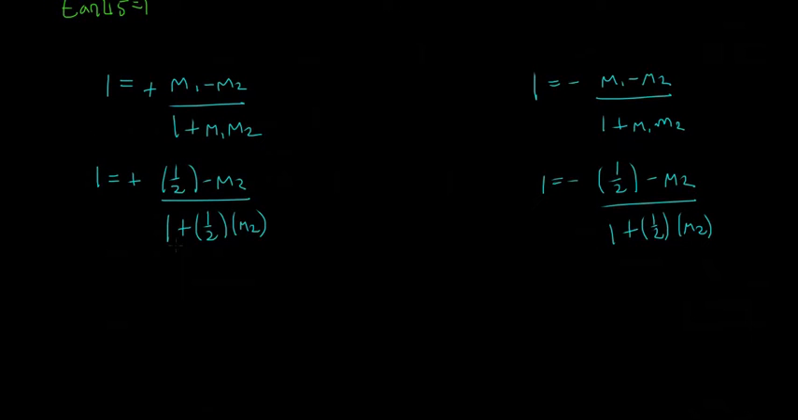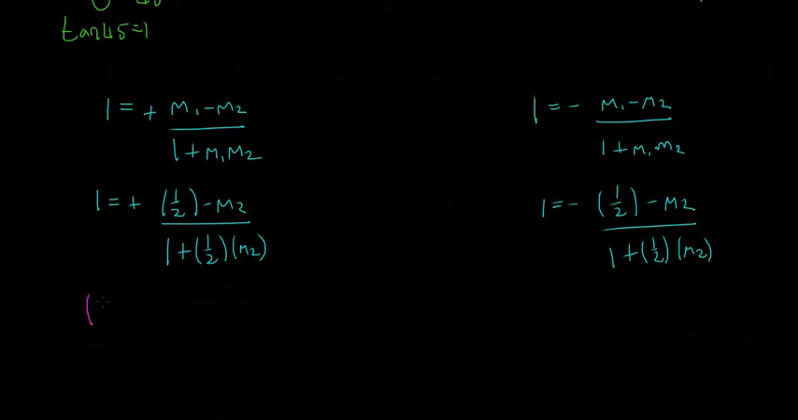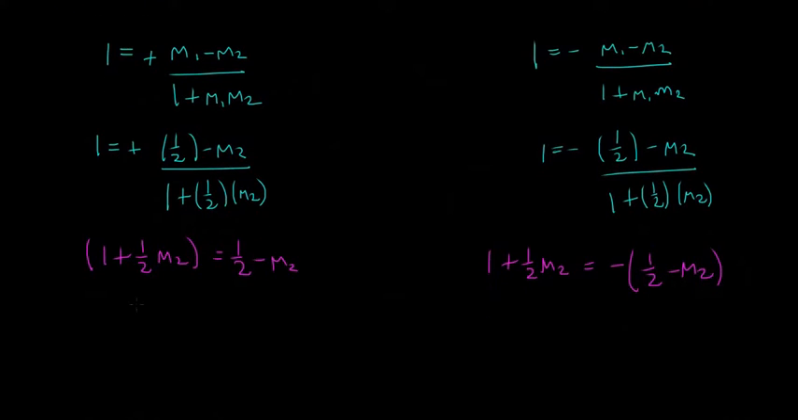So I'm going to bring the bottom of the fraction up here, so I'm going to multiply both sides by what's on the bottom here. So we're going to end up with 1 plus a half m2 on the left hand side is equal to a half minus m2 on the right hand side, and do the same thing here. So we're going to have 1 plus a half m2 on the left hand side is equal to, now this minus you have to be really careful of, it's going to be minus a half minus m2. So that minus is going to change some things. So I'll just stick with this one for now, and then we'll solve that one later.